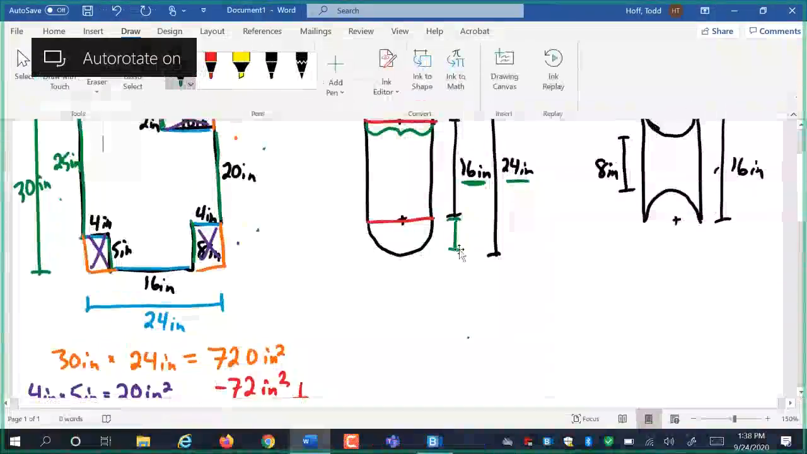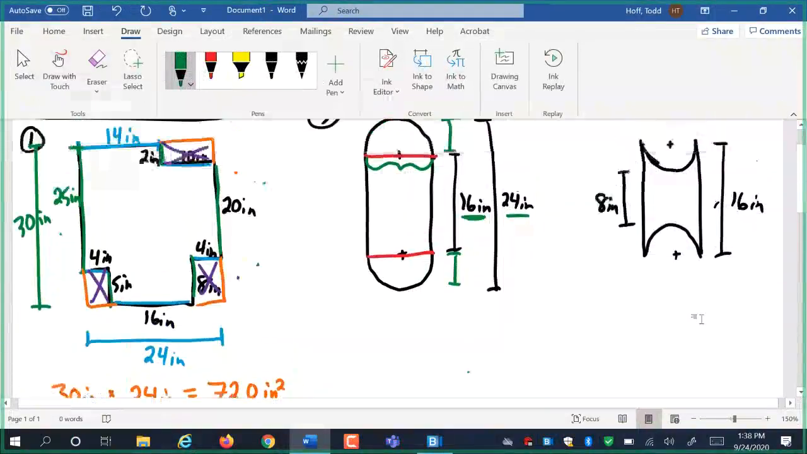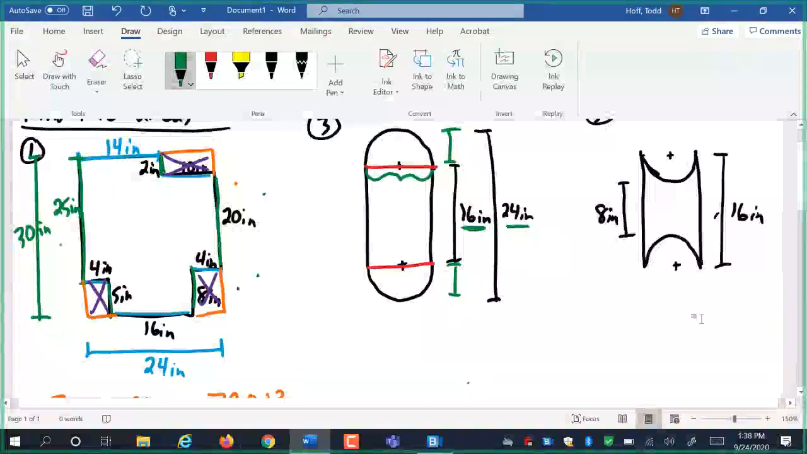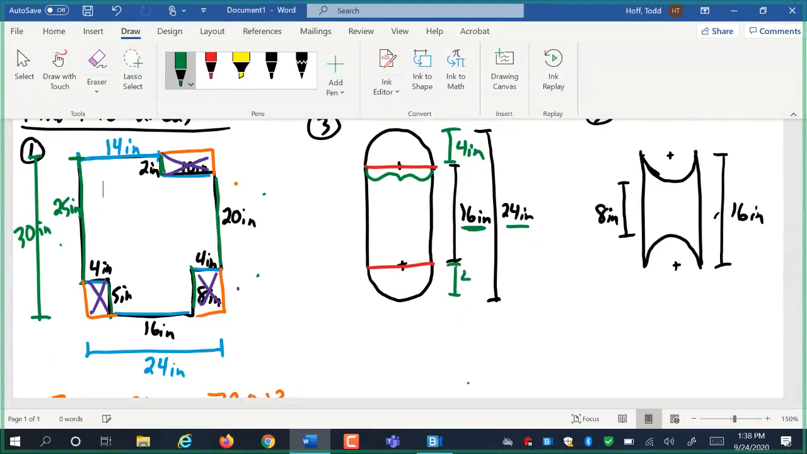So the difference between 16 and 24 is 8 inches. We split that evenly between the two. That makes each of them 4 inches. So that means our radius of that half circle is 4 inches. Makes this 8 inches all the way across.